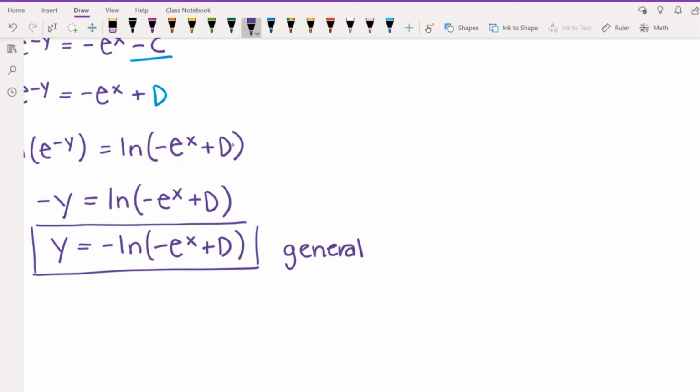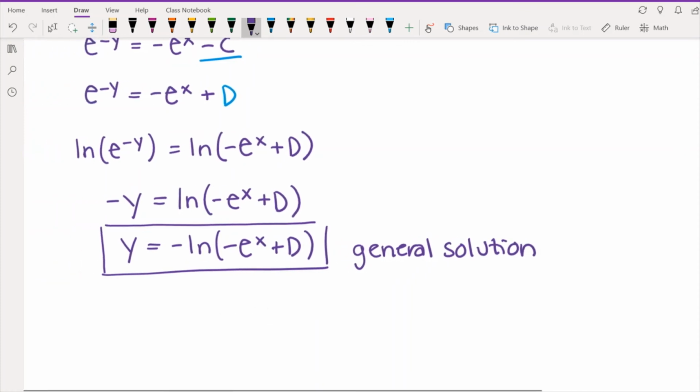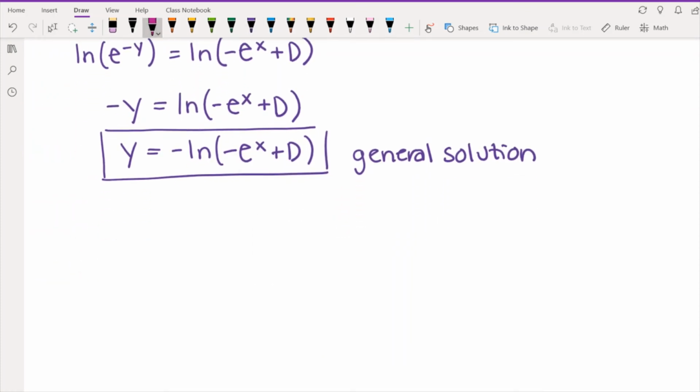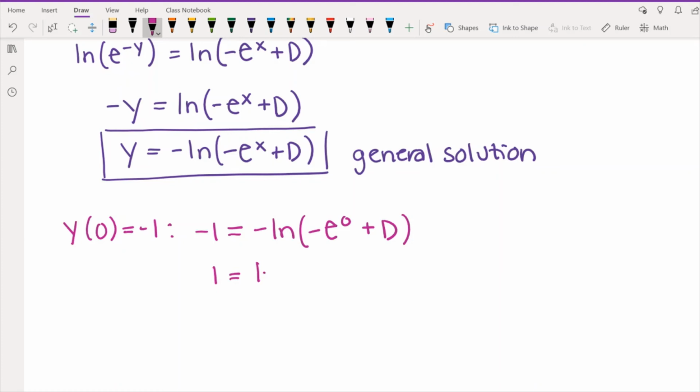So now we want to figure out the particular solution. The information that was given to us as our initial condition was that y of 0 is equal to -1. So that means that we should get -1 when we plug in 0 for x. So -1 is equal to negative ln of negative e to the 0 plus d. Lots of negative signs. And so that means that 1 is equal to ln of, so what's negative e to the 0? That's -1.